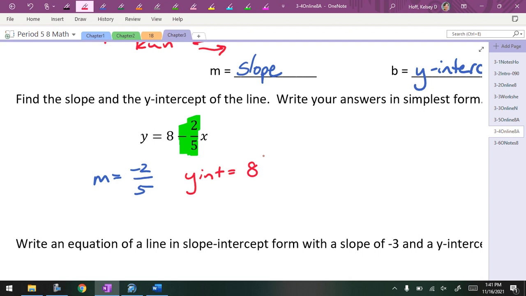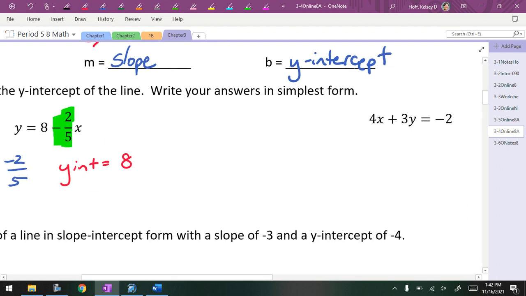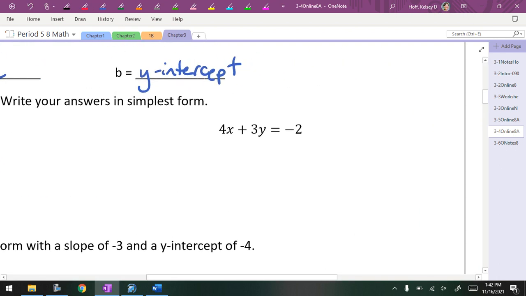So it doesn't always have to be the first number is your slope, the second number is your y-intercept. Okay? They can be flip-flopped. You're like, that's not so bad. And then I get this. This one's not so nice because I cannot just pull the information from this because y is not by itself.